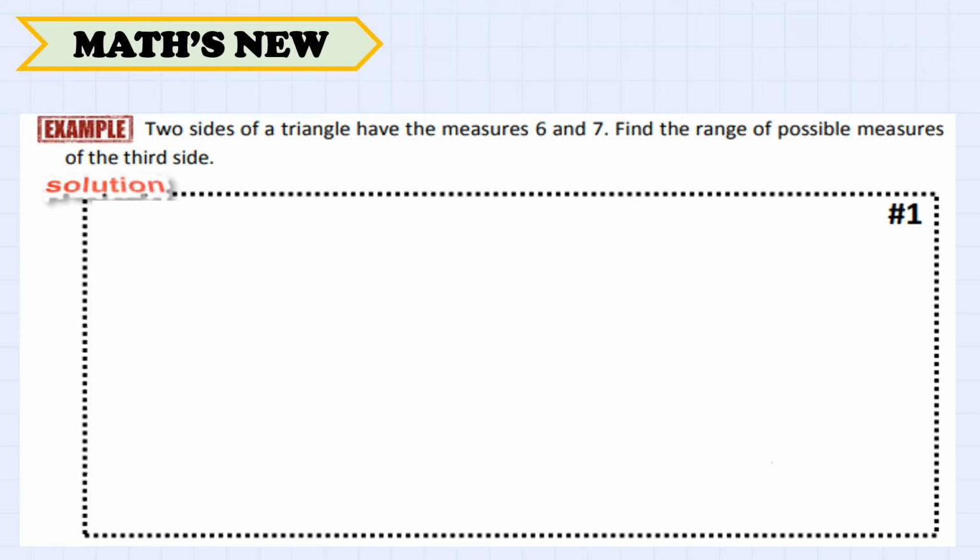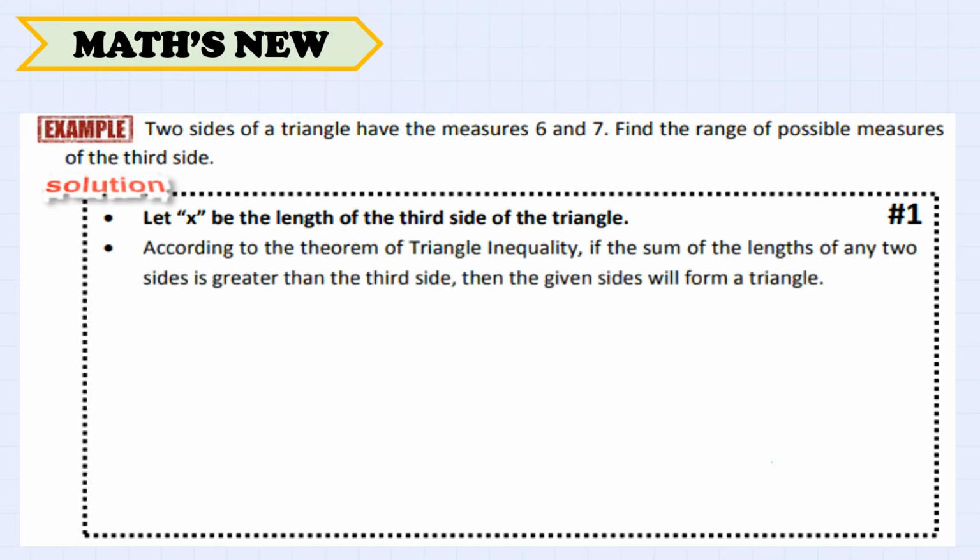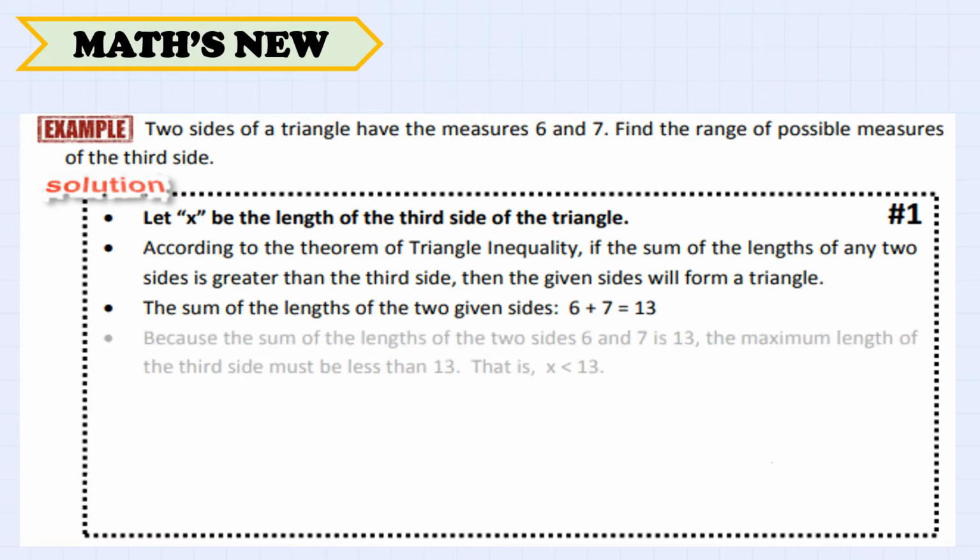So two sides of a triangle have the measures 6 and 7. Now, let's find the range of the possible measures of the third side. So, let us solve. Let x be the length of the third side of the triangle. Then, according to the theorem of triangle inequality, which we tackled in the previous video, if the sum of the lengths of any two sides is greater than the third side, then the given sides will form a triangle. So the sum of the lengths of the two given sides is 6 plus 7, that is equal to 13.